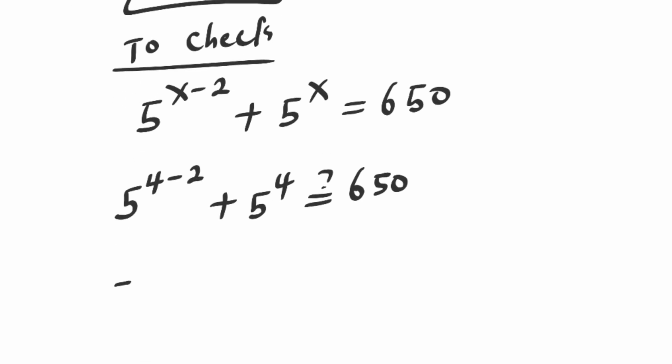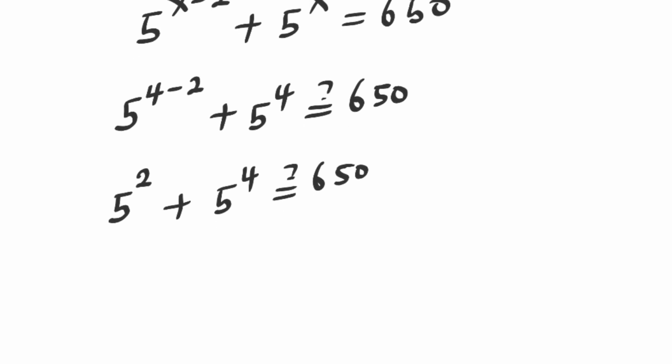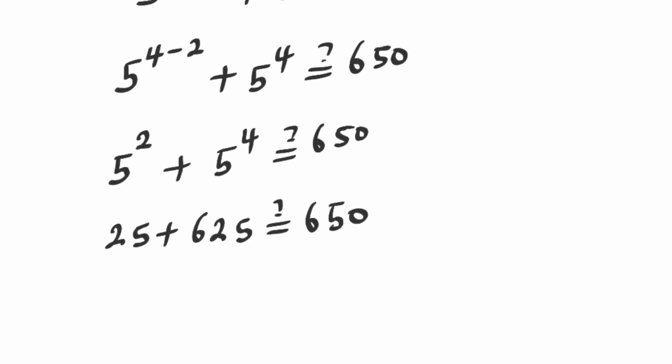Then this is 5 raised to power 4 minus 2, that is 2, plus 5 raised to power 4 must be equal to 650. And here 5 squared, this is 25 plus 5 raised to power 4, that is 625, must be equal to 650. Now 25 plus 625, this is 650, is equal to 650, which is true.